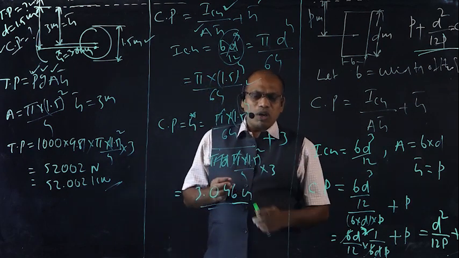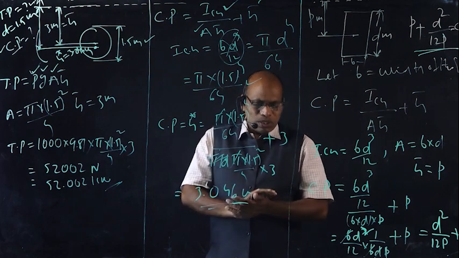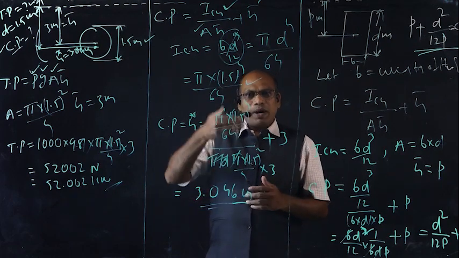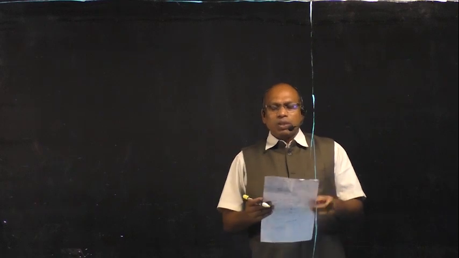Now we are going to solve one more problem related to vertical immersed body, that is the triangle shape. Today we are going to discuss some more problems related to the submerged bodies. Right, please note down the problem.